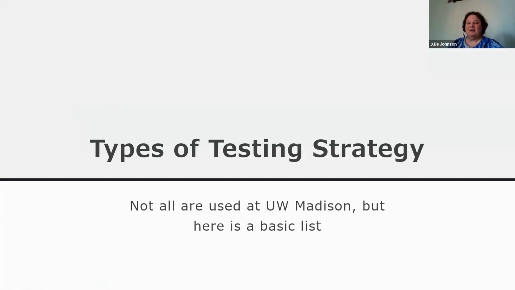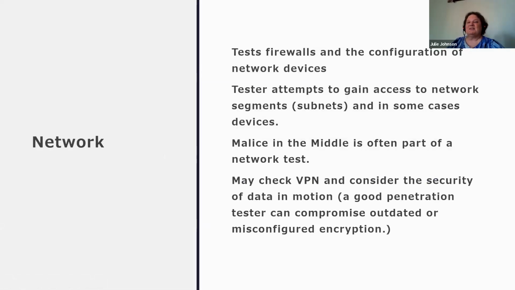Now we're getting a little low on time here, but I'm going to enumerate some of the most common testing strategies, the most common ways penetration testing technology and teams are used. Network tests will test firewalls and configuration of network devices. We'll also look at things like internal divisions, internal segmentation. If a person can too easily move laterally once they've gained access, that will show up in a network test. They may also look at VPN, and consider the security of data in motion, if that's in scope.